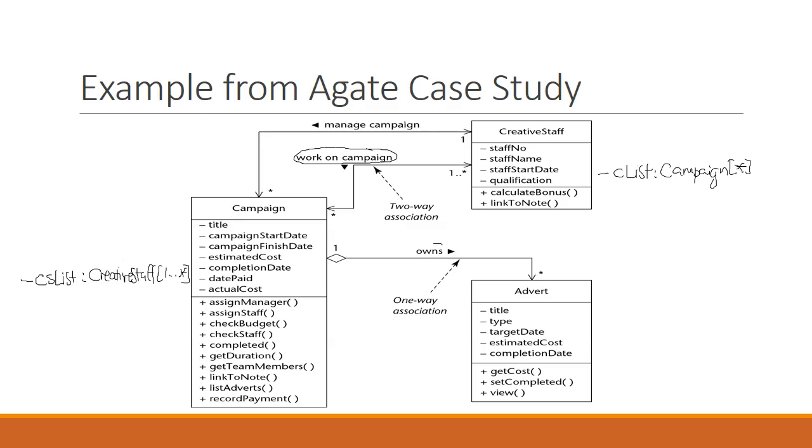However, take a look at the owns one-way association. We see that a campaign owns multiple adverts, and an advert belongs to exactly one campaign. However, since it is a one-way association and is pointing towards adverts, this means that campaign might have an advert list called AdList, which is a list of adverts. However, the advert class would not have a reference to the campaign that owns it. This is what it means to have a one-way association.